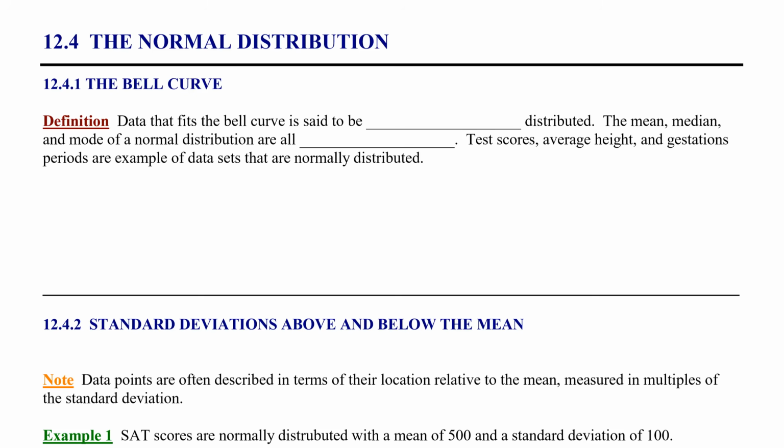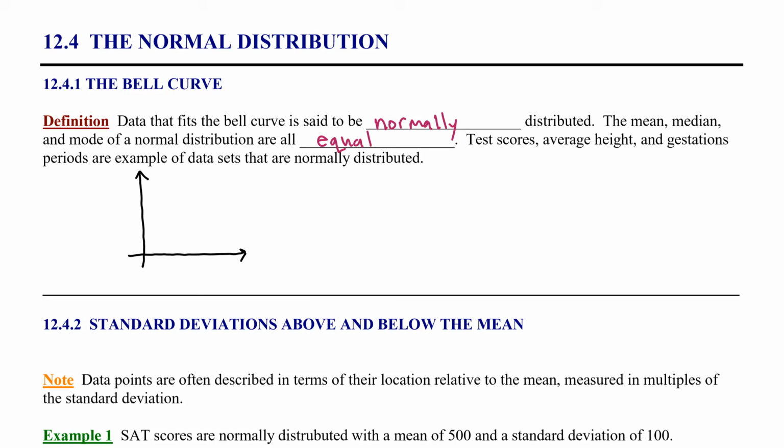Data that fits the bell curve is said to be normally distributed. The mean, median, and mode of a normal distribution are all equal, kind of like the bowling scores that we examined in the previous section. Test scores, average height, gestation periods, all of these are examples of data sets that are normally distributed. So what exactly does that mean? The bell curve is a curve whose shape resembles a bell.